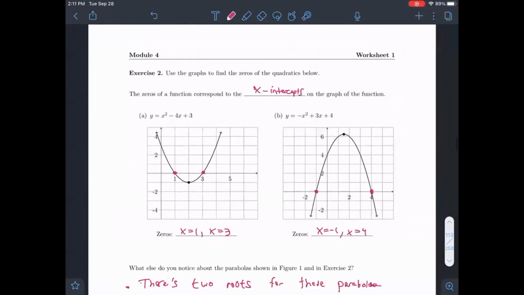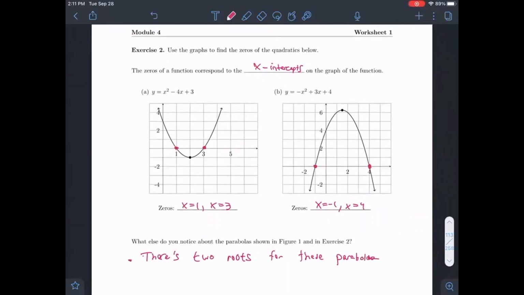Any questions about exercise 2? Okay, so again, it's a short worksheet, there isn't really anything else. So you're free to go.